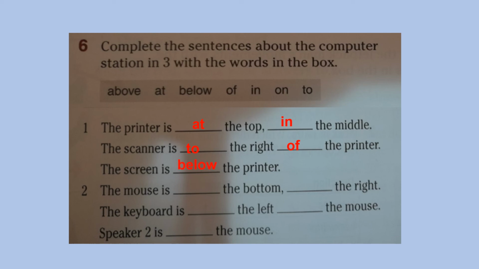Number 2, the mouse is at the bottom on the right. The keyboard is to the left of the mouse. Speaker 2 is above the mouse.